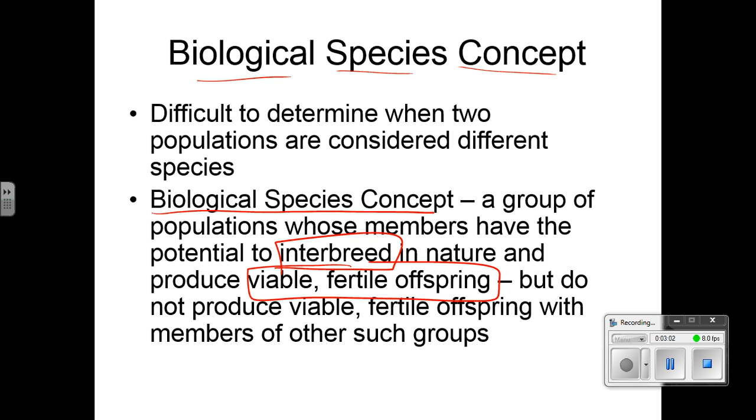These two are important. If the two populations can breed together, and their offspring are fertile and viable and healthy, then we say yes, those two are still the same species. When they become so different that they no longer breed together, or their offspring are not healthy and fertile, then we start to think that maybe they are separate species.